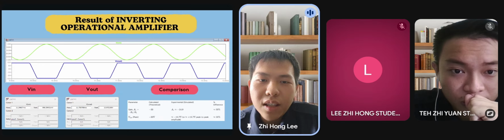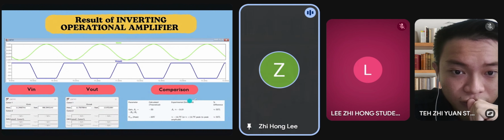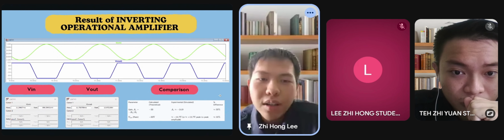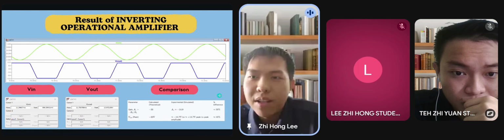This significant deviation is explained by the non-ideal characteristic of power supply saturation. Since the calculated output of negative 33 volts exceeded the op-amp's plus or minus 15 volt supply, the signal was clipped. This demonstrates a critical trade-off: high gain is constrained by the supply voltage limit.